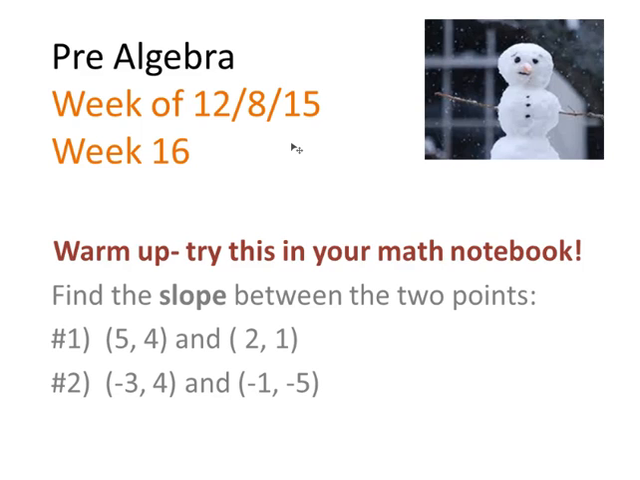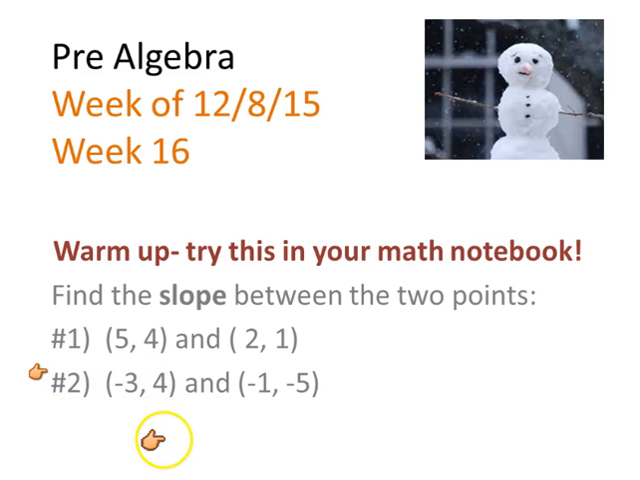Let's go ahead and make sure everybody's got their math notebooks out at this time. In your math notebooks, I would like you to find the slope between two points. You're going to find two different slopes here. The first slope you'll find is between the points 5,4 and 2,1. And then the second slope you'll find is between the points -3,4 and -1,-5. Notice that second problem does have some negative signs in there.